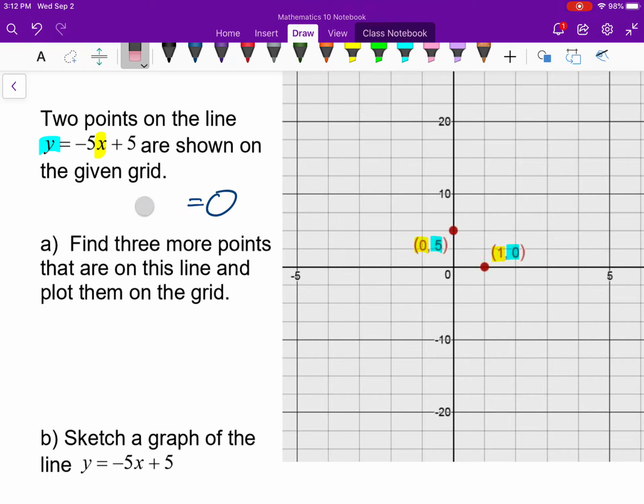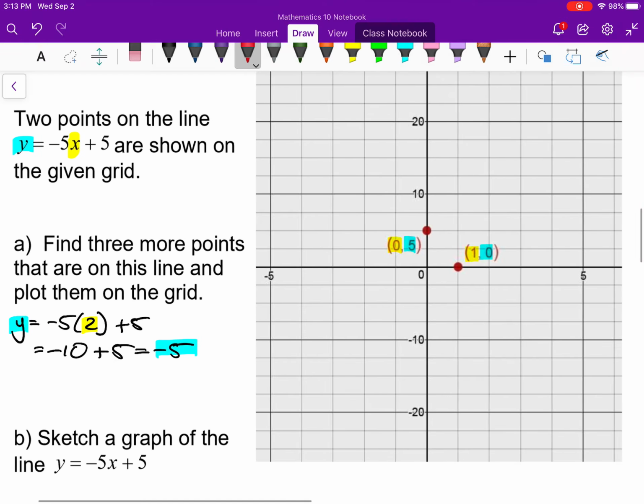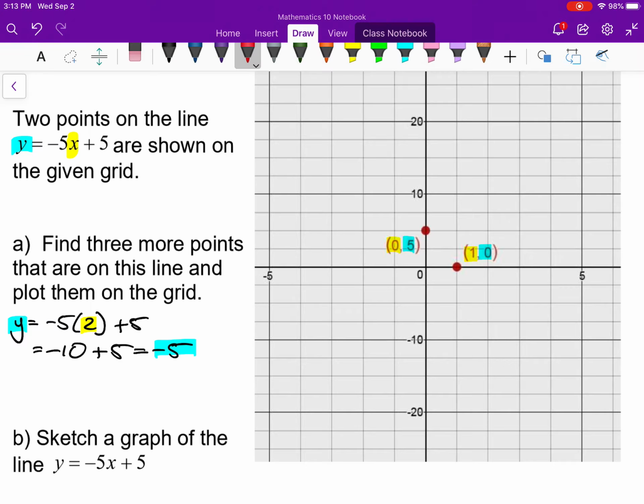So one way to find 3 other points is to pick some other numbers for x. I got 0 for x. I got 1. Why not 2? Let's make x equal 2. And so I'll say y equals negative 5 times 2 plus 5. So when x is 2, y is going to be the same as negative 5 times 2, which is negative 10, plus 5 is negative 5. So when x is 2, y is negative 5. And I'll just draw that point. 2 comma negative 5. I've got to make sure I look at the scale of my graph. That's right there.